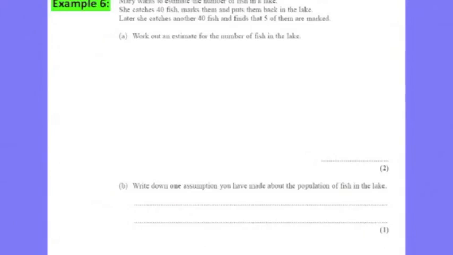Example number 6. Mary wants to estimate the number of fish in a lake. She catches 40 fish. This here is the first sample. She marks them and puts them back in the lake. First sample that are tagged. This is the number of the population originally tagged. So our estimate, n divided by m, this number is 40.